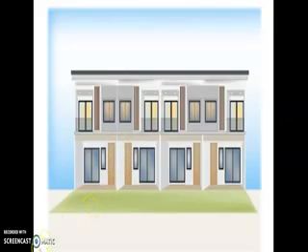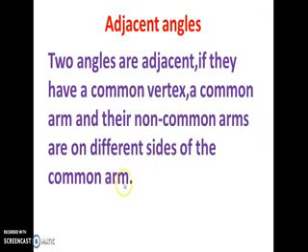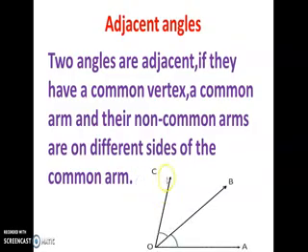Okay, let me explain it now. Yes, you have also studied adjacent angles in the earlier classes. Two angles are adjacent if they have a common vertex, a common arm, and their non-common arms are on different sides of the common arm. You understood? Yes. Let me explain now.